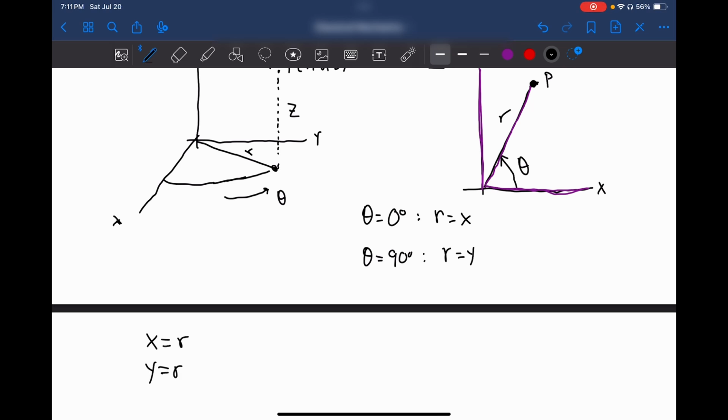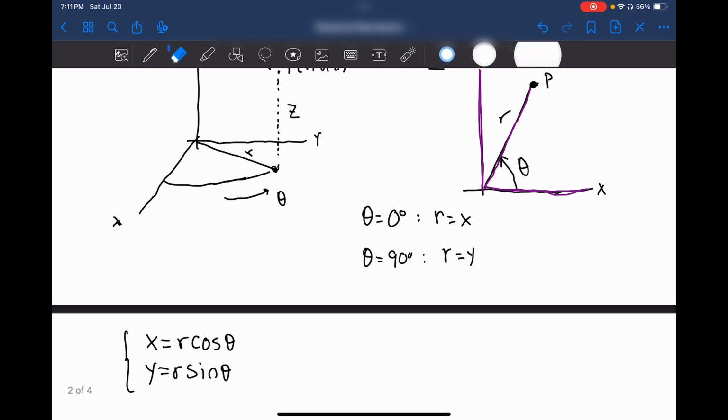But when is x r? x is r when theta is 0 degrees. This tells us that x is actually r cosine of theta, because if theta were 0 degrees, then x is equal to r. And if theta were 0 degrees, y has to be 0. And the only way that can be true is if y is r sine of theta.